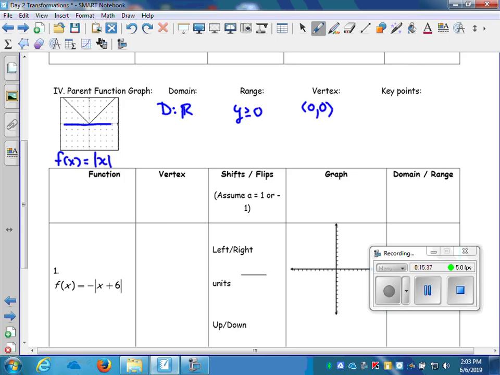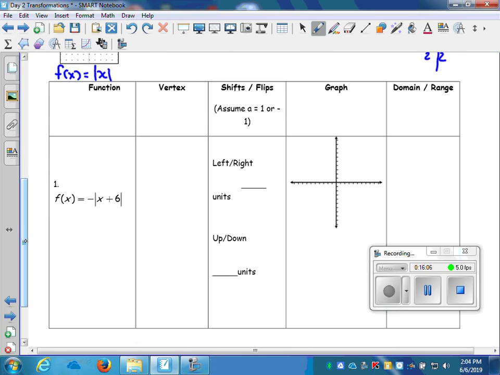And key points here, if you did a table of values, I'd probably go ahead and put that vertex in the center. But what I'll notice is that the x and y values are identical for like (2, 2), (3, 3), (4, 4). And then on the negative side, it's (-2, 2), (-1, 1), vertex (0, 0), (1, 1), and (2, 2). All right, let's go ahead and take a look at a practice problem here.